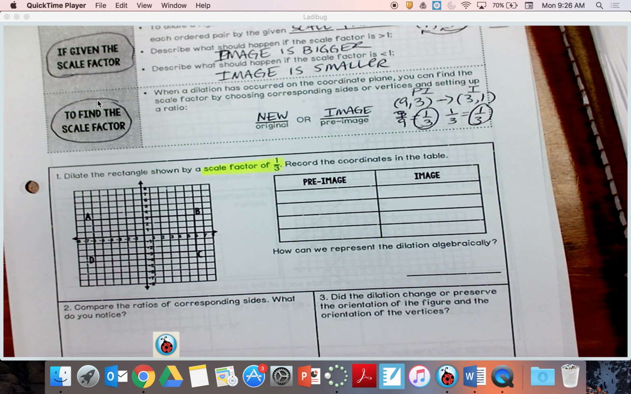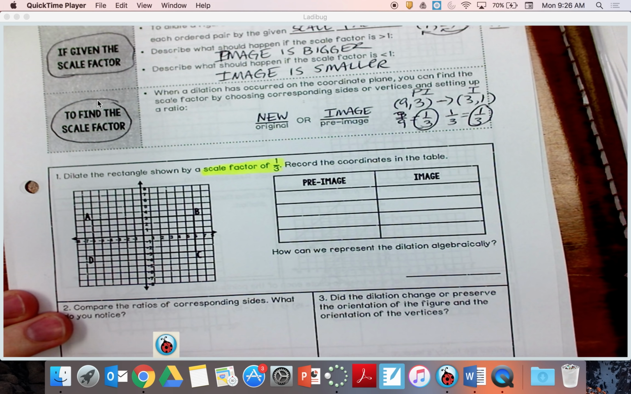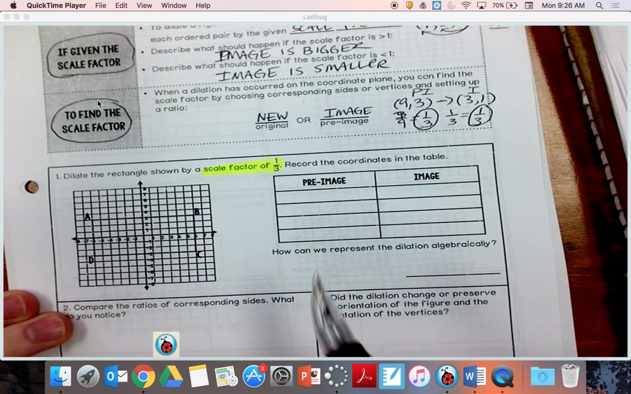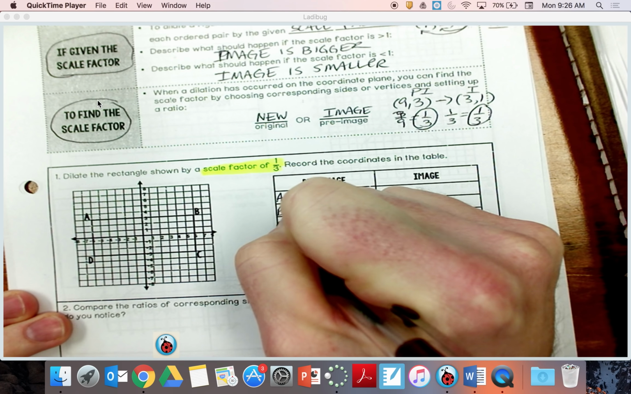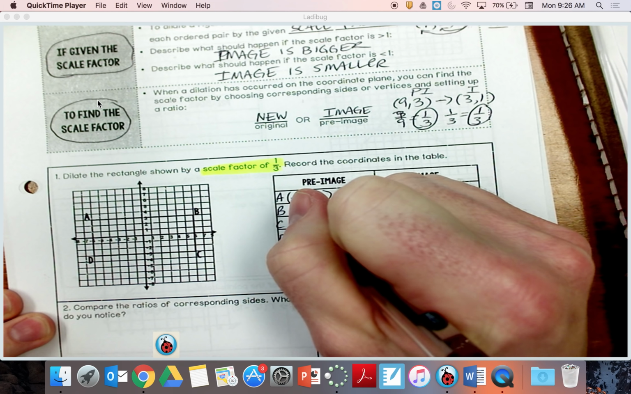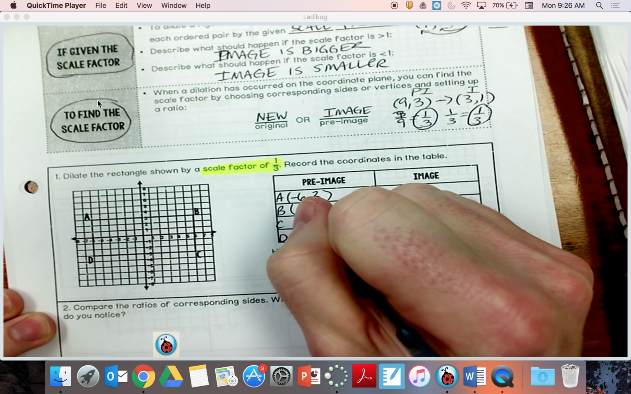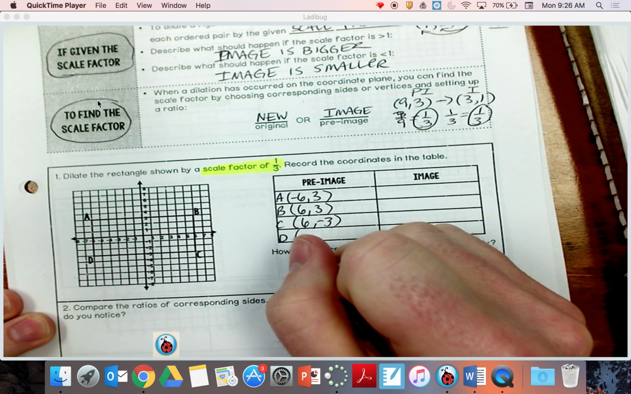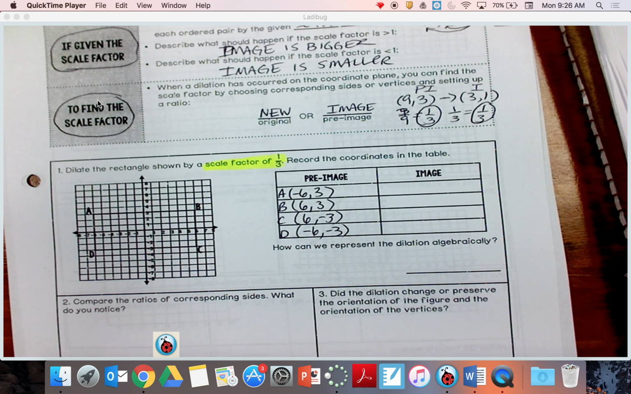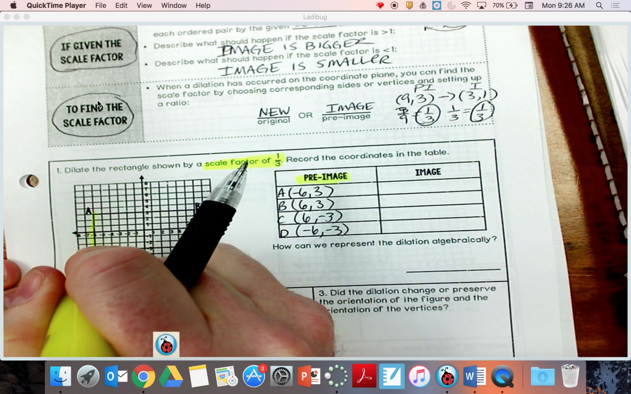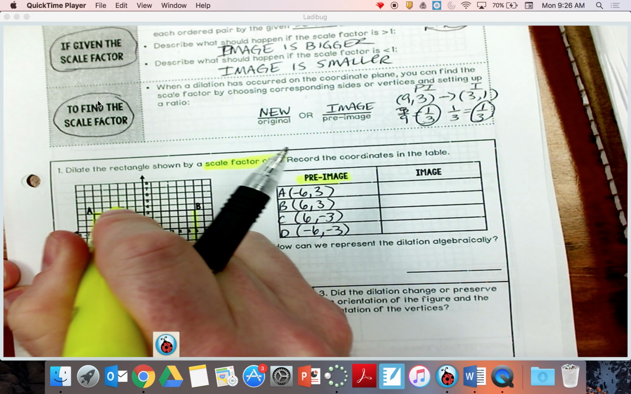And the first thing we need to do is, yes, you need to get some paper out and write down the pre-image. What is the beginning part of this? So if I look at my pre-image, I have points A, B, C, and D. And if I write those down, A is located at -6, 3. B is located at 6, 3. C is located at 6, -3. And D is located at -6, -3. So that's where it is currently right now. That's my pre-image that I have. It's this part right here in the yellow. And I just listed my ordered pairs.